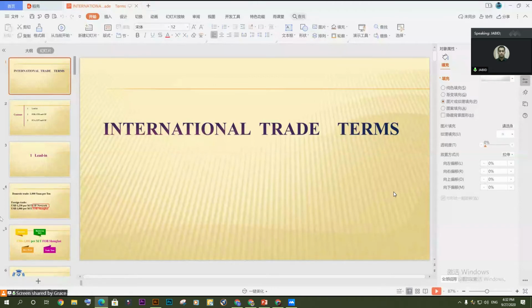There are many international trade terms. Can you give me one example? Okay, Sarah has given us the example, just like FOB. Do you still remember that? Yeah, FOB, or maybe CFR, or CIF, something like that. That is the international trade terms.